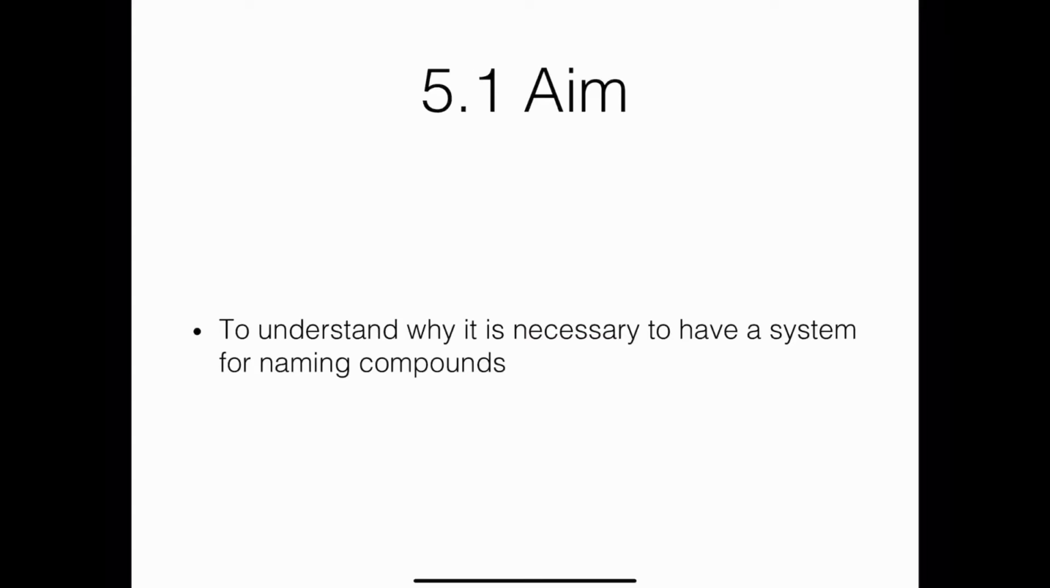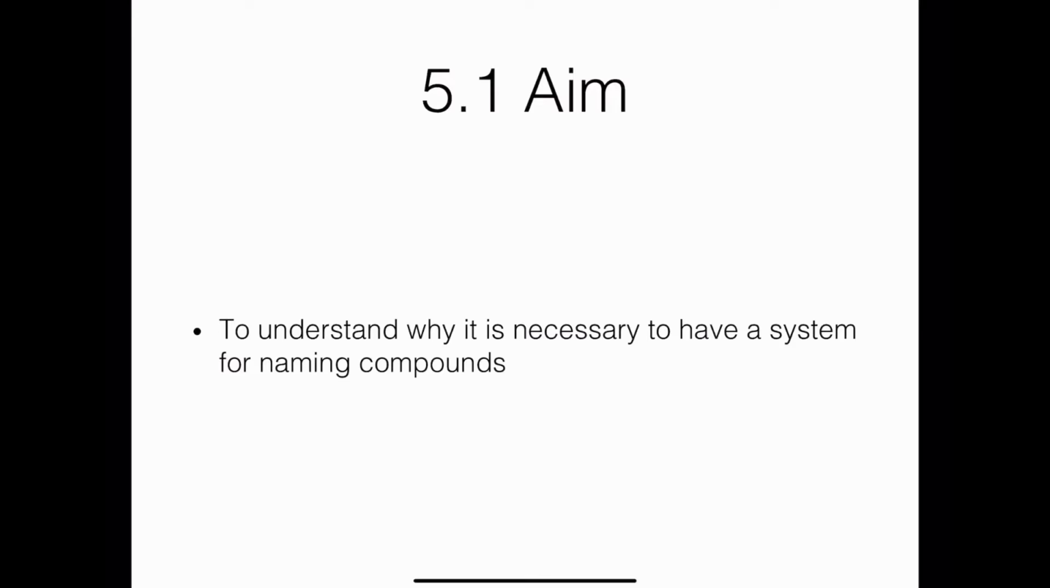As we start chapter 5, we need to understand that it's really about our ability to communicate with each other about the compounds that we're discussing. So, our aim here in this very first section is to understand why it's necessary to have a system for naming compounds. We talked about things like this before when we were looking at the SI system. Remember, the International System of Units was necessary because it allowed us to speak to each other about the units that we were experimenting with.